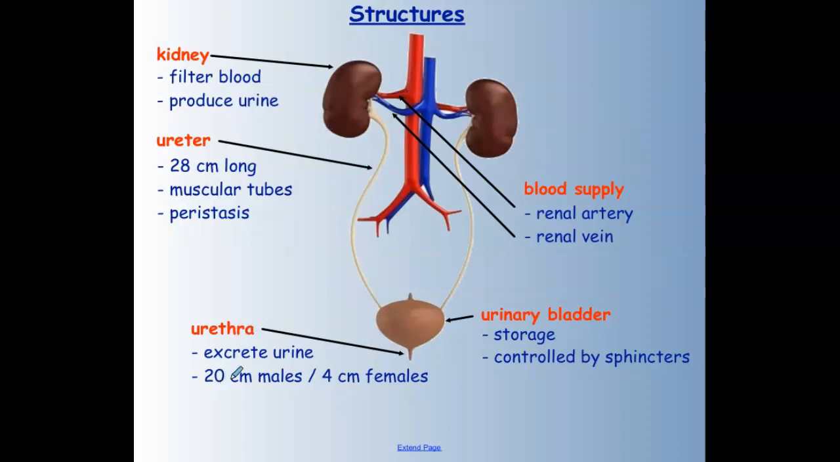The urethra is about 20 centimeters in males and about 4 centimeters in females. Females are more prone to urinary tract infections because their urethra is a lot smaller, so it's easier for bacteria to get into it and then into the bladder, so bladder infections are more common as well.